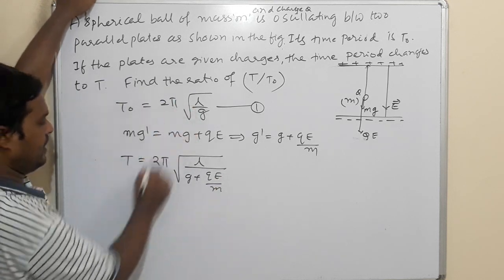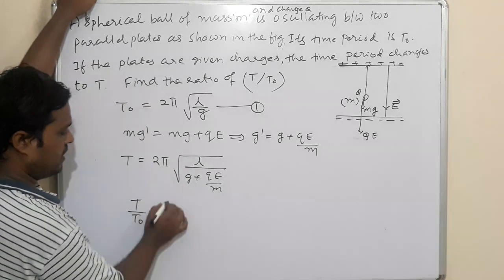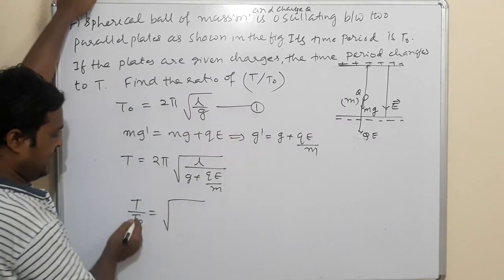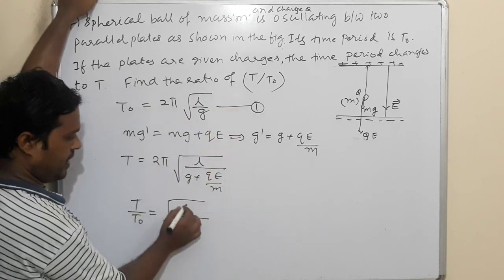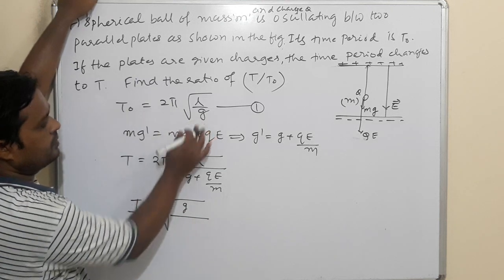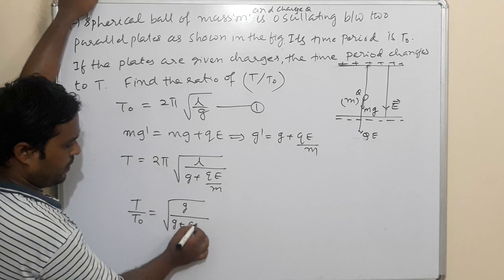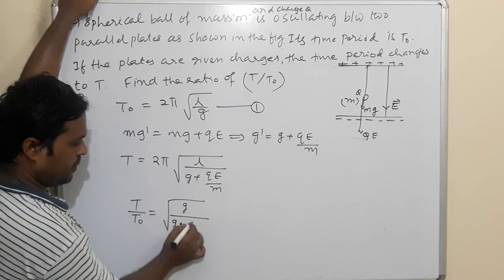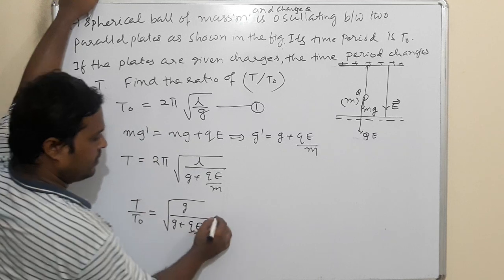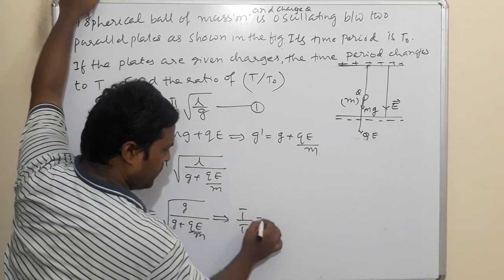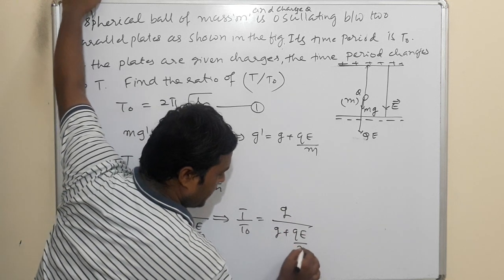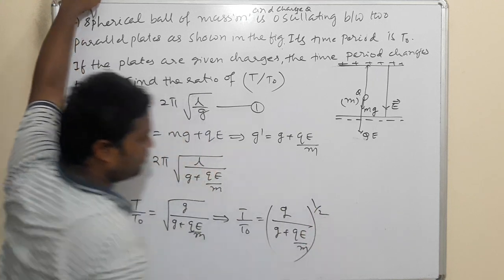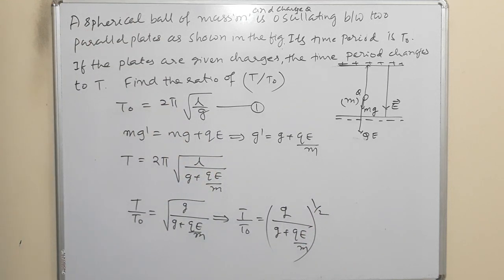They asked you to calculate the ratio of T by T naught. T by T naught will be a root, because T is inversely proportional to g. For T naught, g should be here, and for T we have g plus qE by m. Which implies that T by T naught, if you want to write it, is g divided by (g plus qE by m) raised to half. Okay? Note it down.